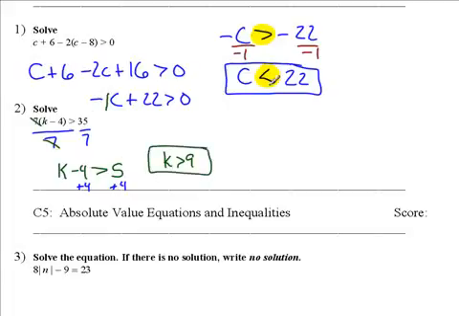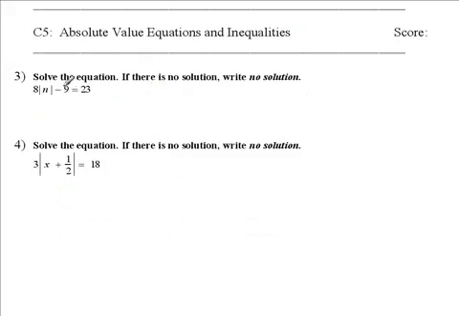So number 1 was c is less than 22, and number 2 was k is greater than 9. This is concept 5. Number 3, solve the equation. If there's no solution, write no solution.